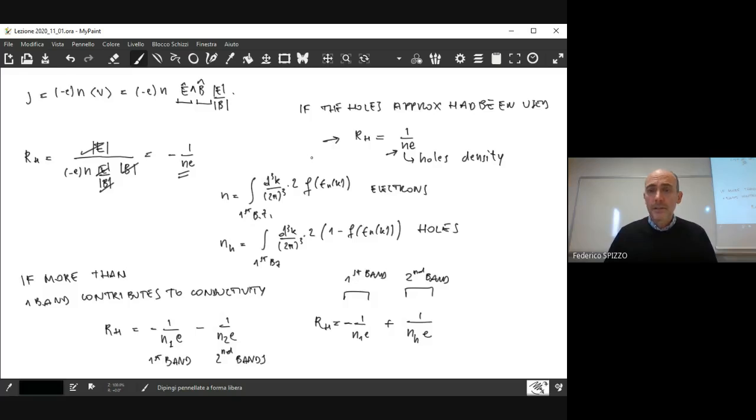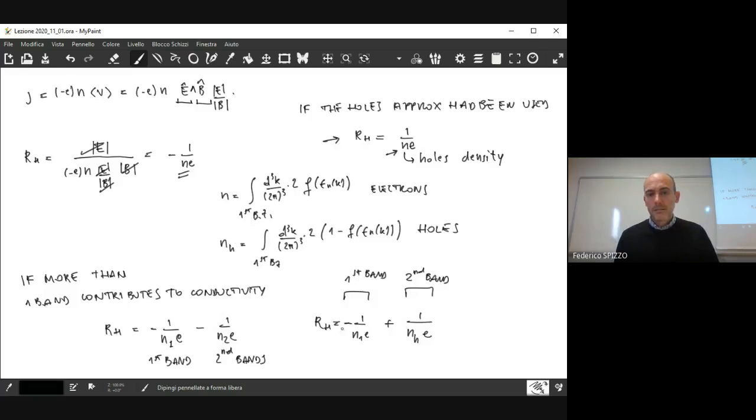So the fact that the coefficient may change from negative to positive depends on the fact that in some systems, due to the electronic density, the actual charge carriers are not electrons but are holes. So in that case, a positive value for RH is perfectly fine, since we know that in this formalism, the sign of the charge carriers can switch from negative to positive.